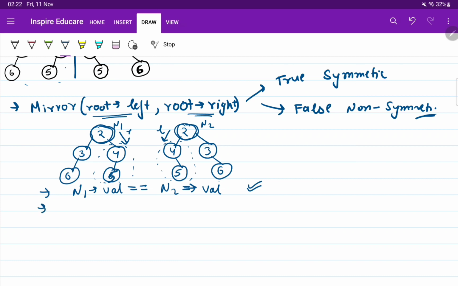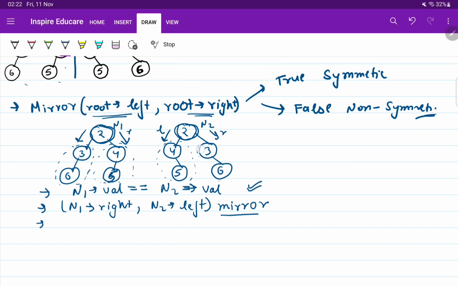You can visualize it, right? So can I say that the right and left of N2 should be mirror of each other, right? Similarly, can I say the left side of N1 should be mirror of right side of N2, right? N1 of left side should be mirror of N2 of right side, right?